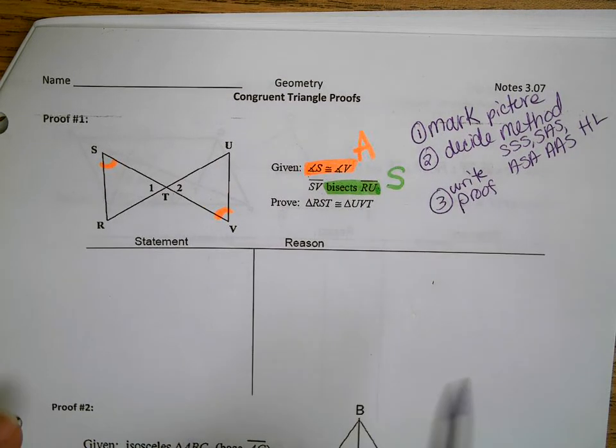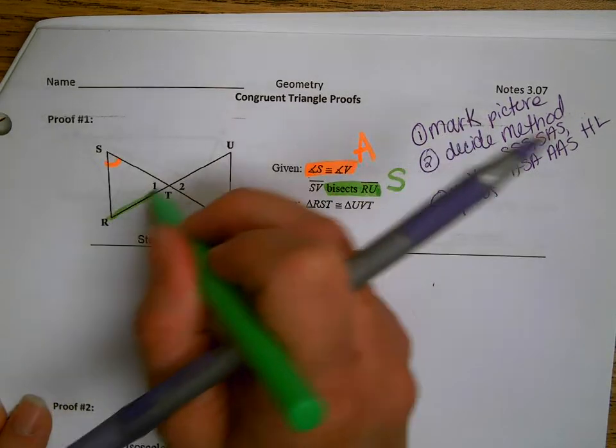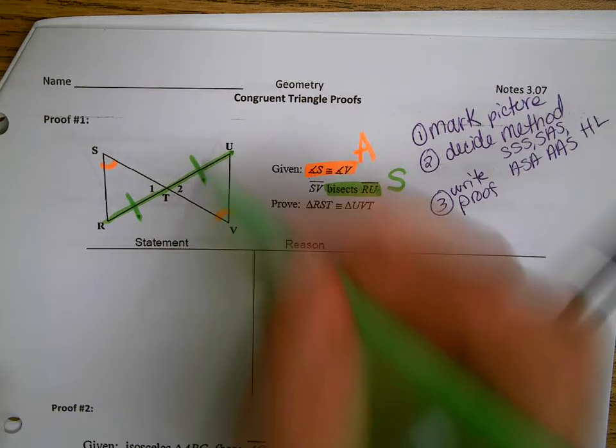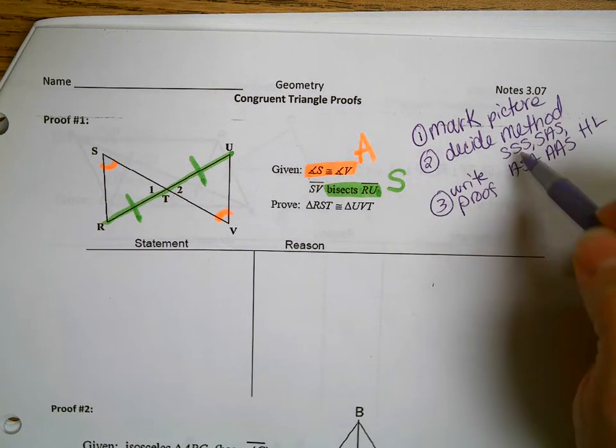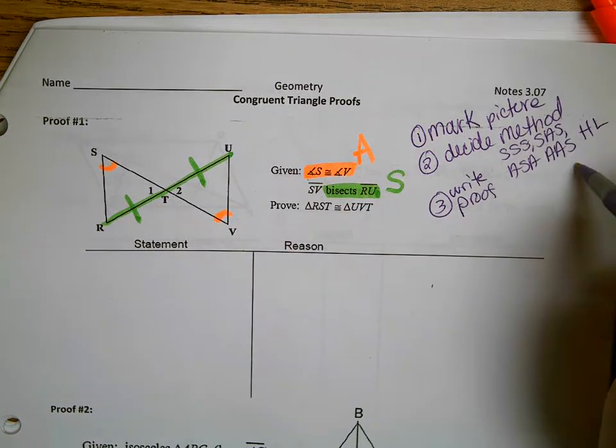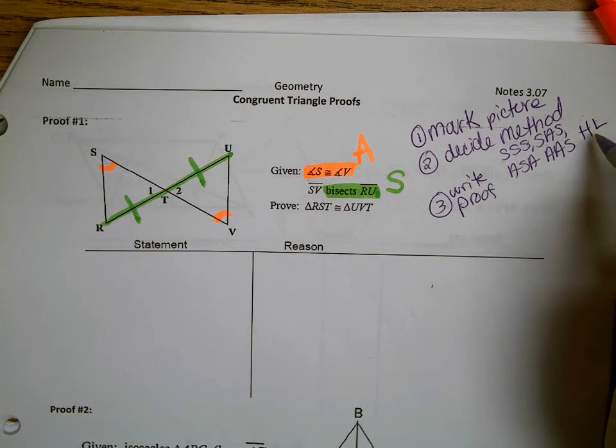So that gets us a set of sides. And the one that's bisected is R to U. So that's cut into equal pieces. So right now we have angles and sides. So we know it's not side, side, side. We know it's not HL. We don't have right triangles.